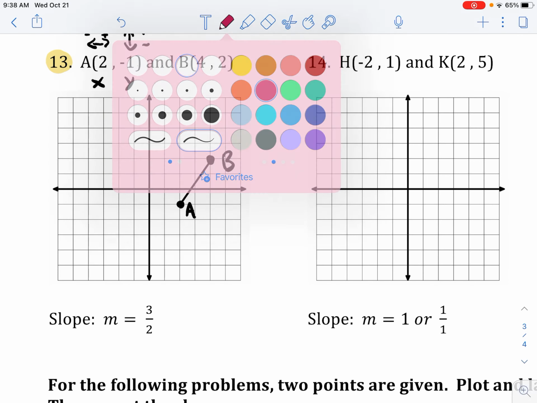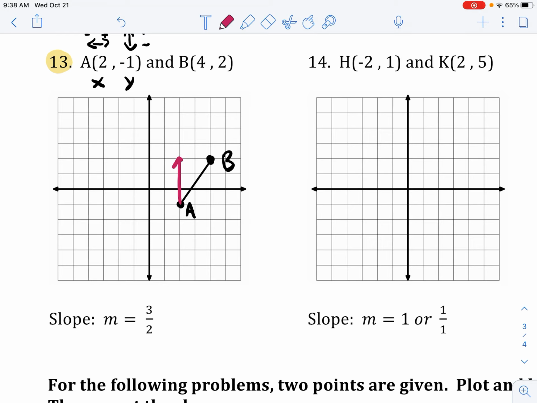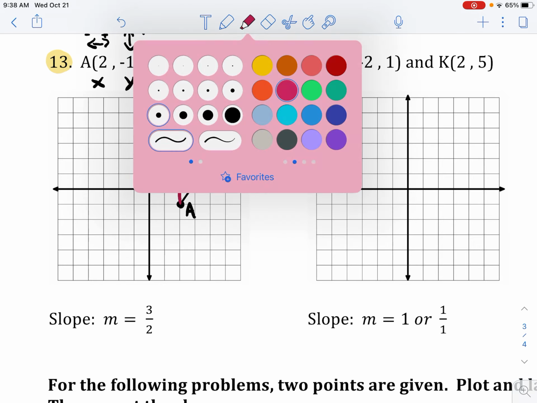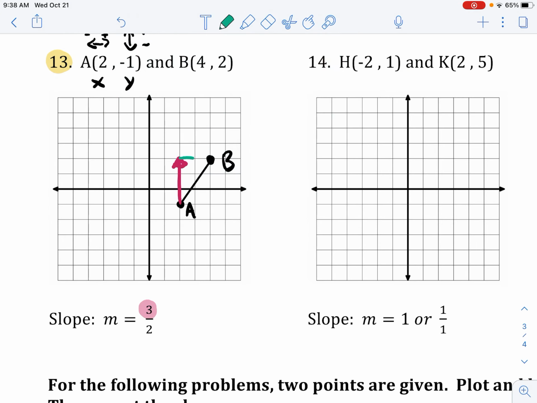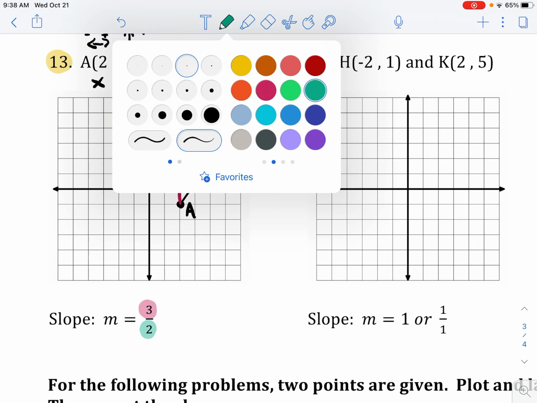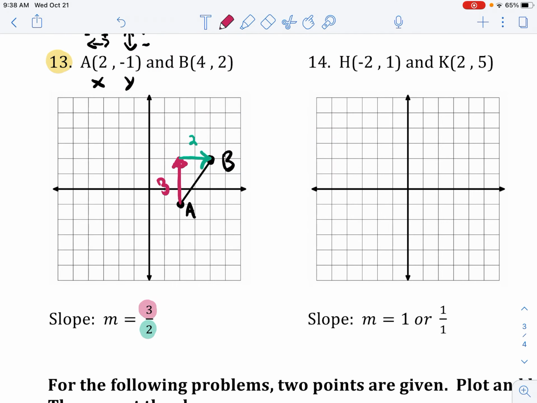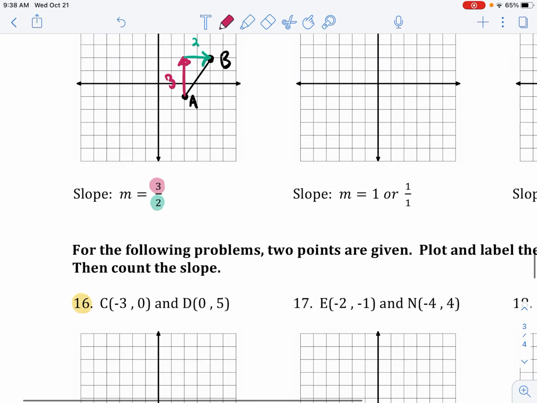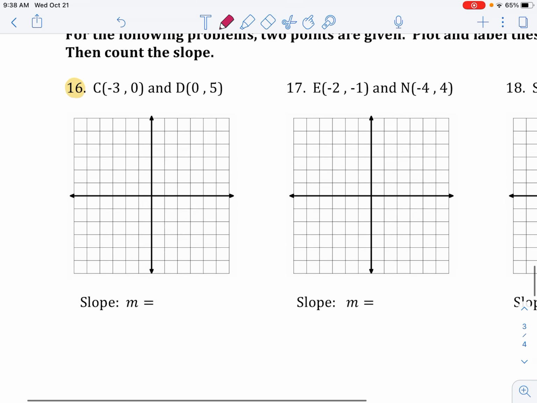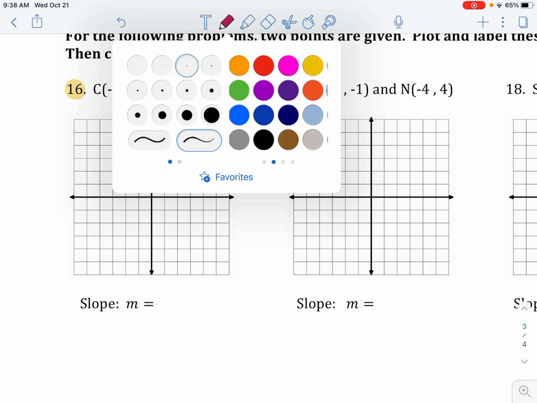So you could say this would be up 3, the rise, and the run would be 2. The rise over the run. And if you went the other way, it would be a negative 3 over a negative 2, which still reduces to a positive 3 over 2. Now it's asking us to actually find the slope. They don't give it to us.